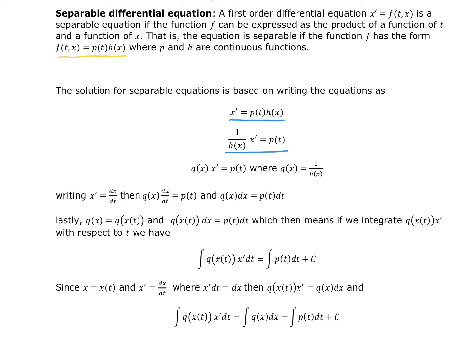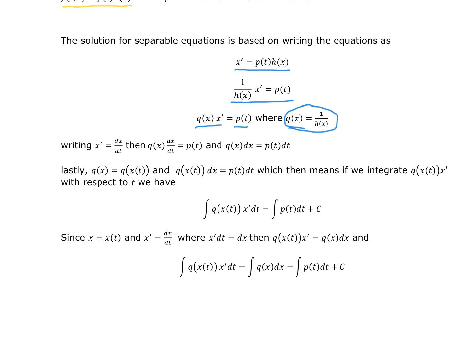Then q of x times x prime is equal to p of t, where I can replace 1 over h as q. If this can happen, then x prime is equal to dx/dt, and q of x dx/dt is equal to p of t. That means I can separate it. So it's q of x dx is equal to p of t dt, which means that we can integrate both sides, right? So I can integrate the left side, q of x of t times x prime dt, and the right side, p of t dt plus c.